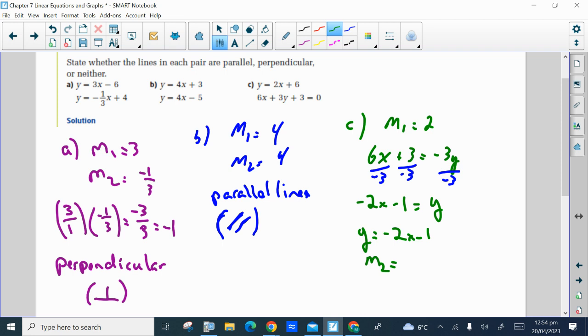Can you not see that? What is the slope of this line? I'm asking, can you see the board, or what's the slope of that line? Negative 2.